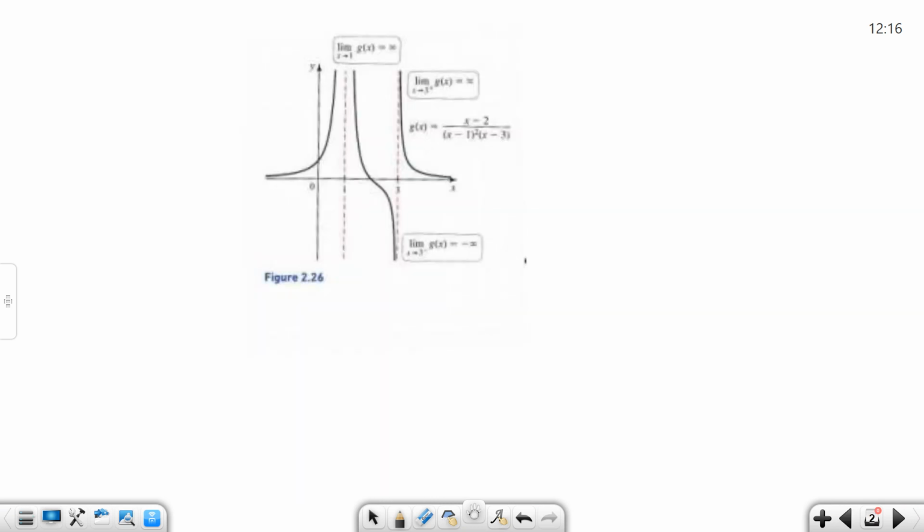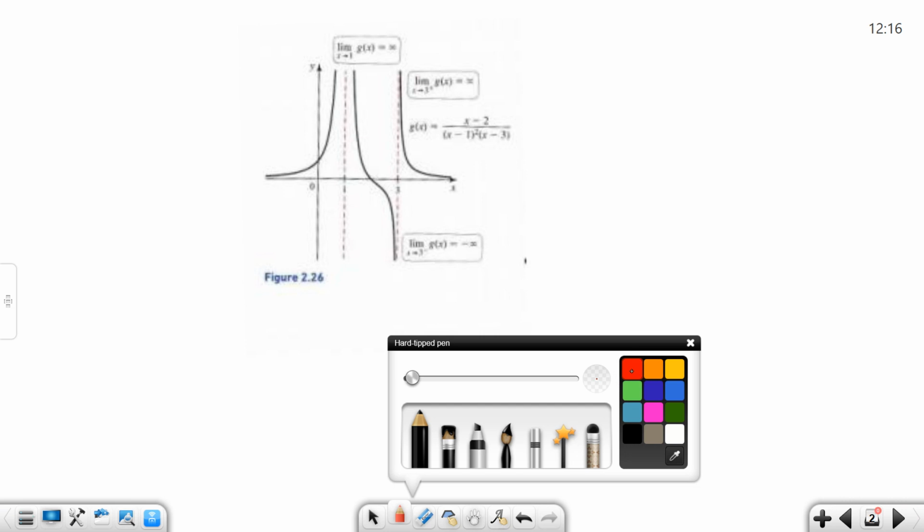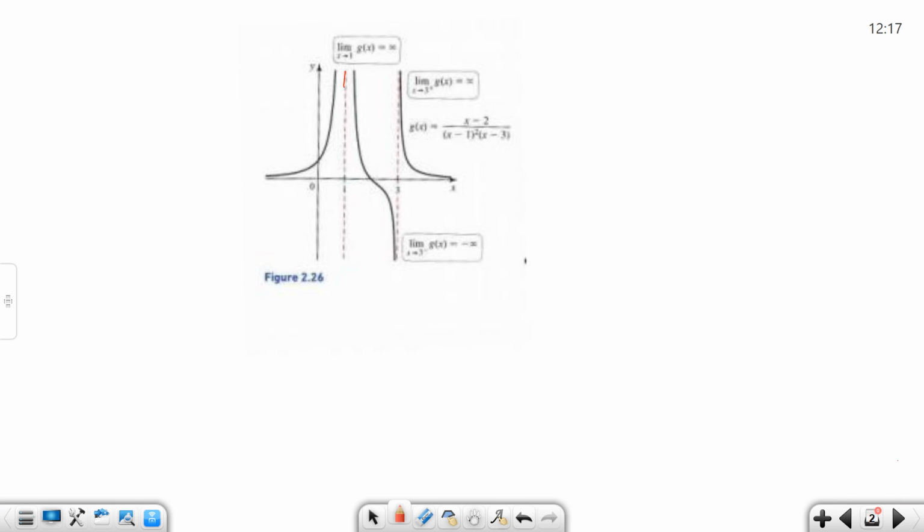Right, so here's a picture, and this is actually in your textbook. I believe that it's on page 66. It's figure 2.26, and that's, of course, if you're using the Briggs book. So on here you have something called a vertical asymptote. This vertical line right here is a vertical asymptote. In this case, you have a vertical asymptote at x equals 1.